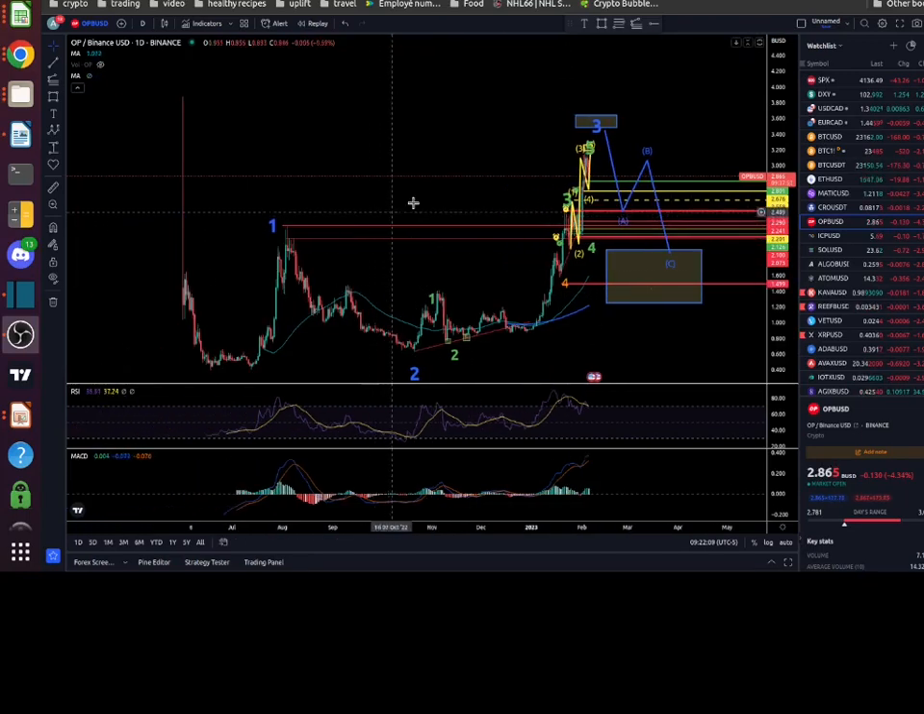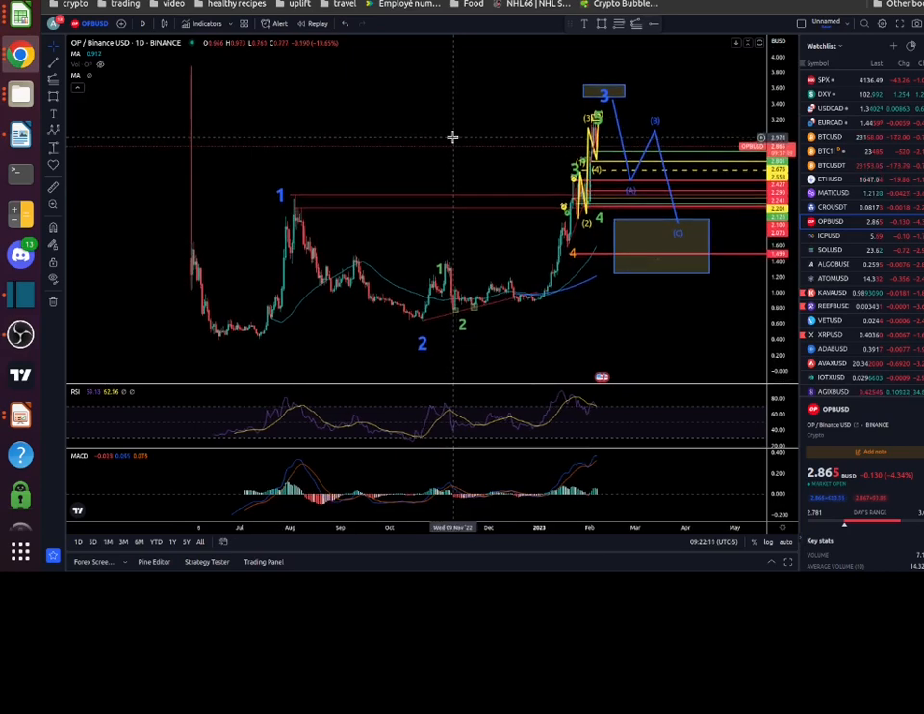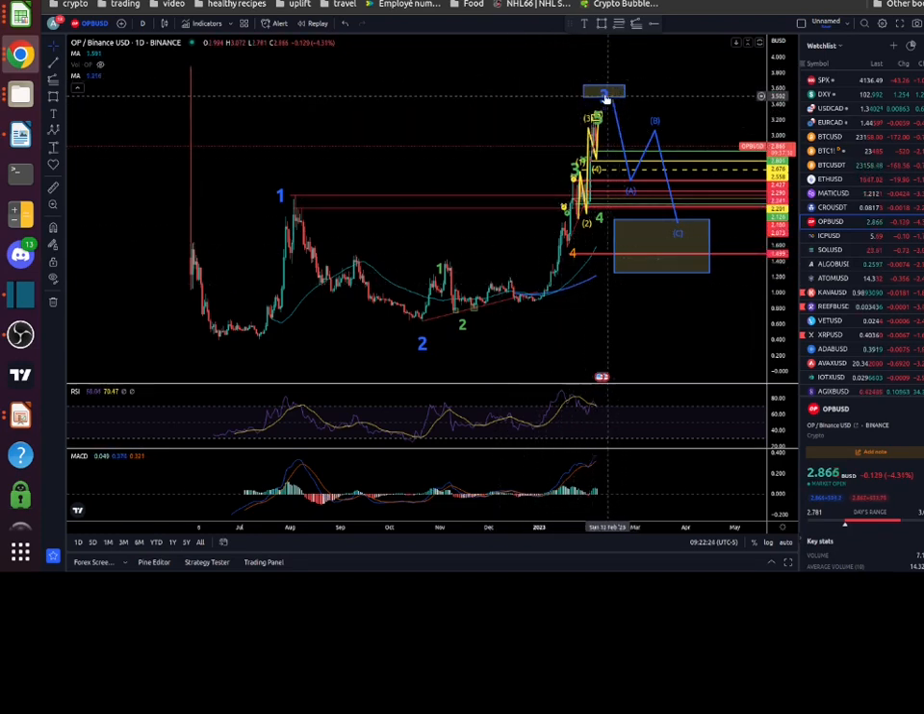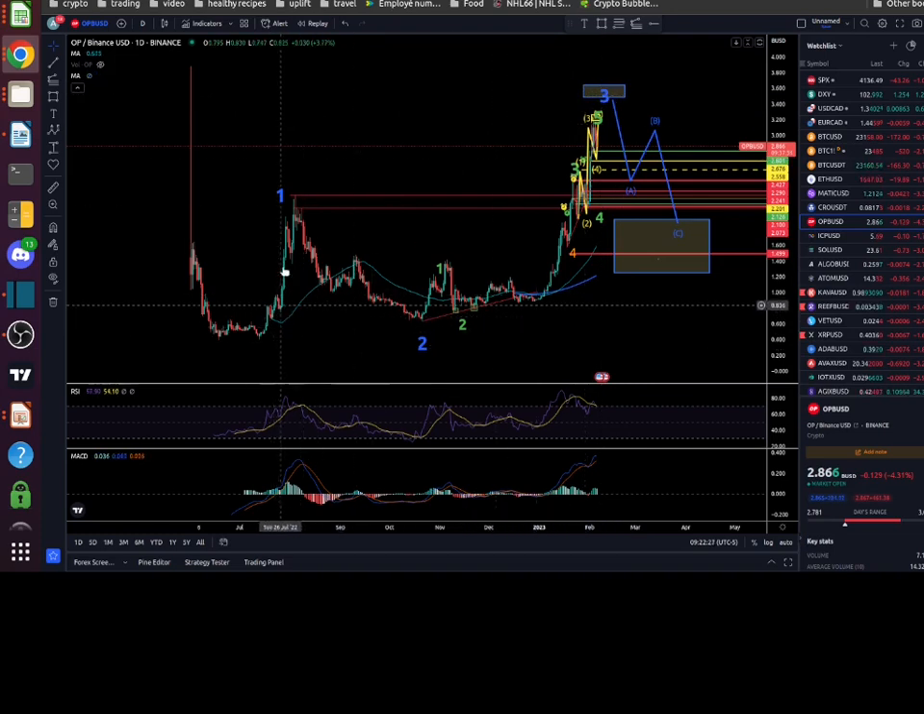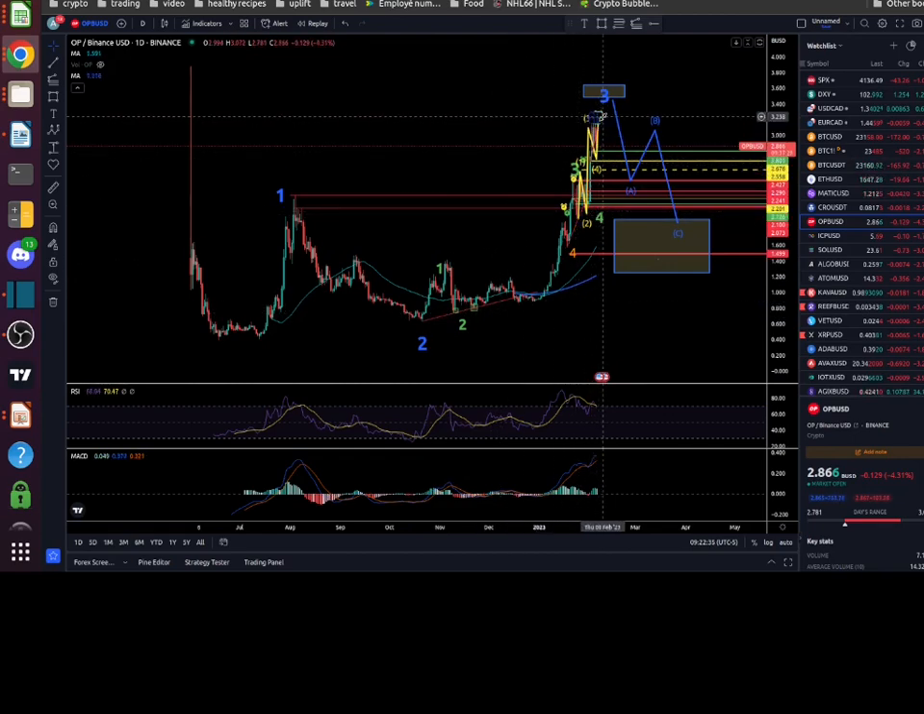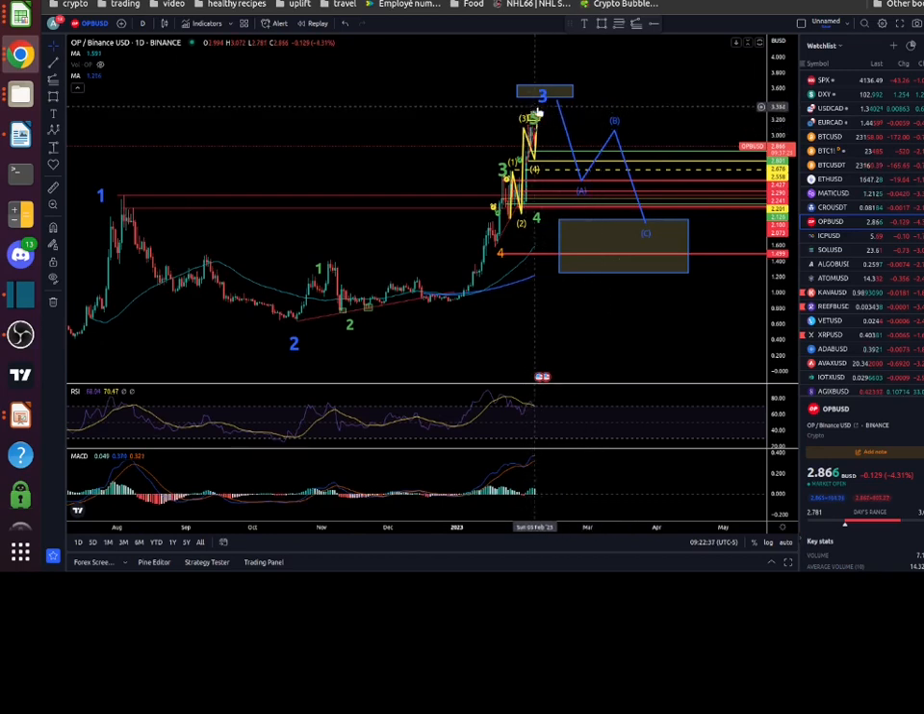So Optimism, just want to be aware that here I said maybe this is a 1 and a 2, and maybe this is the beginning of the third wave in blue, but also maybe this is just 1 and a 2, and this is another 1 2, and this movement was the 3, the 4 of the 5th of the green count, and then now we're just doing a bigger wave 2 of this movement, but not the third wave of this whole movement.